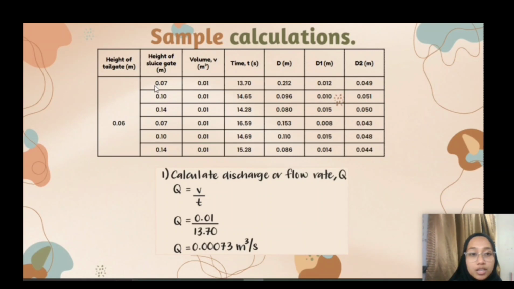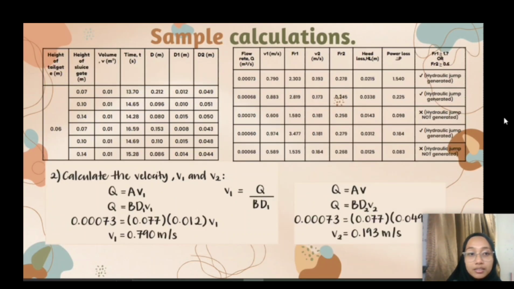We take the sample calculation of height of sluice gate 0.07 meter. So the volume is 0.01 meter cube divided by 30.70 seconds, and we get the flow rate 0.00073 meter cube per second. After that, we need to calculate the velocity V1 and V2.